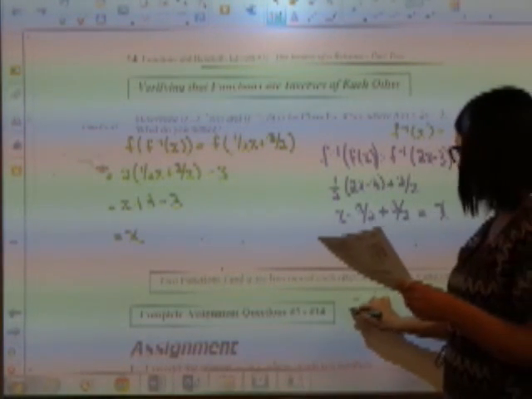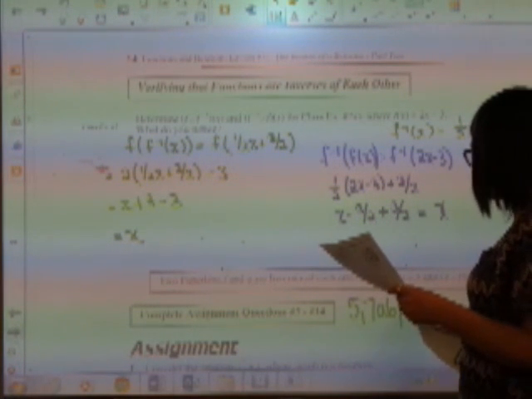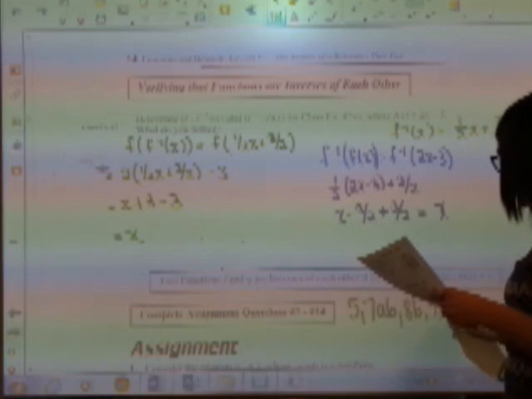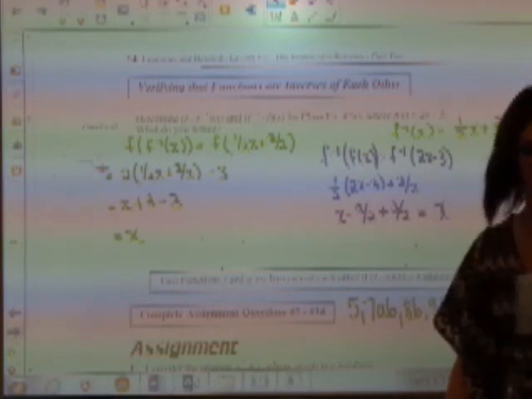So question 5, 7a and b, 8b, 9, and then 11 to 14.